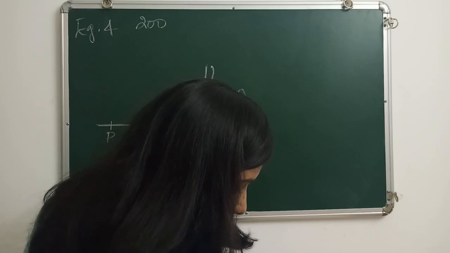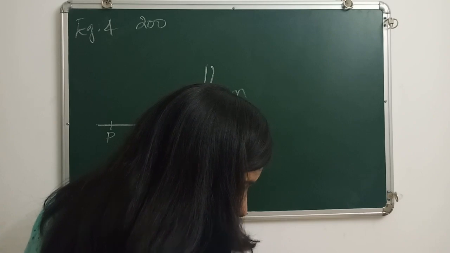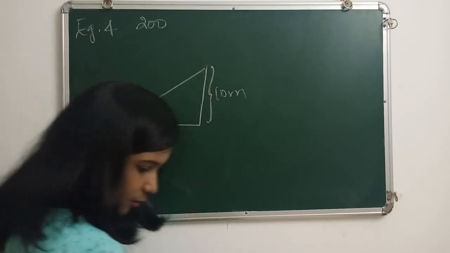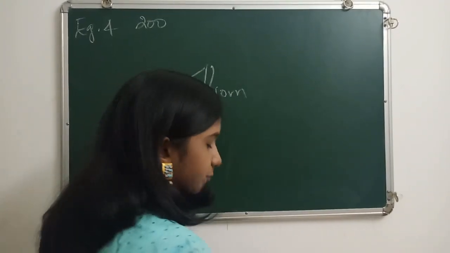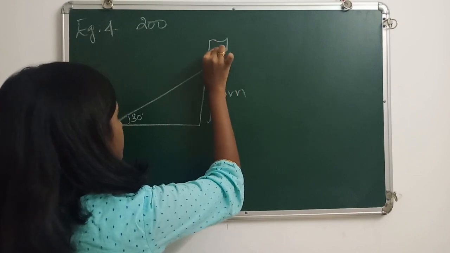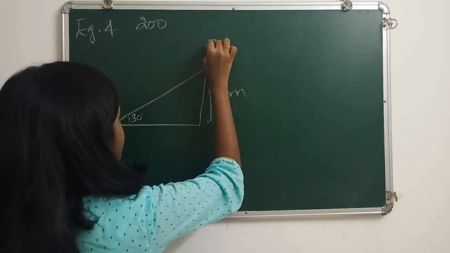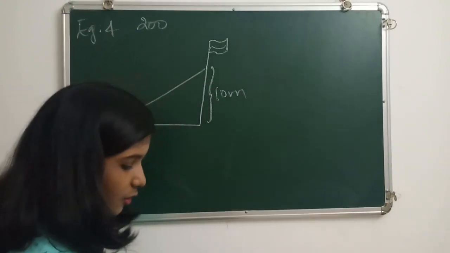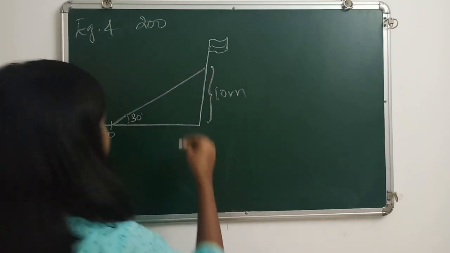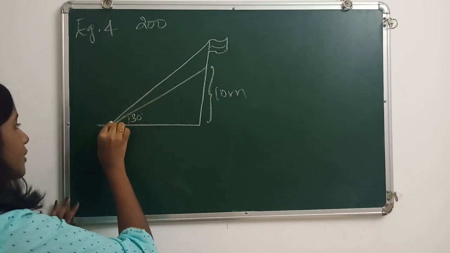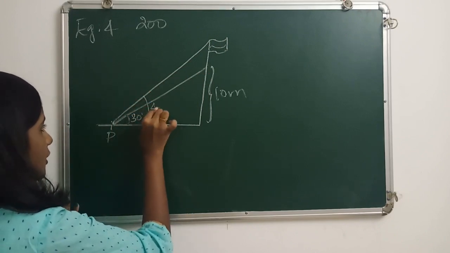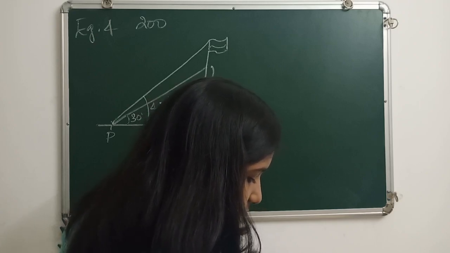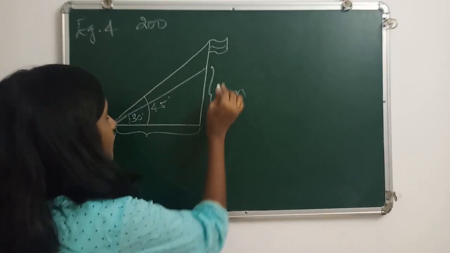On the ground, the angle of elevation of the top of the building is 30 degrees. So from point P to the top of the building, it is 30 degree. Now a flag is hoisted at the top of the building, and the angle of elevation of the top of the flagstaff from P is 45 degree. That is, from the top of the flagstaff to the point P, the angle formed is 45 degree. Now find the length of the flagstaff and the distance of the building from the point P. Now we have to find this and this.